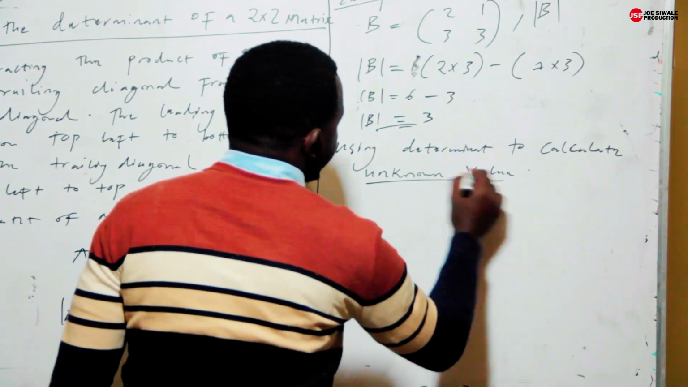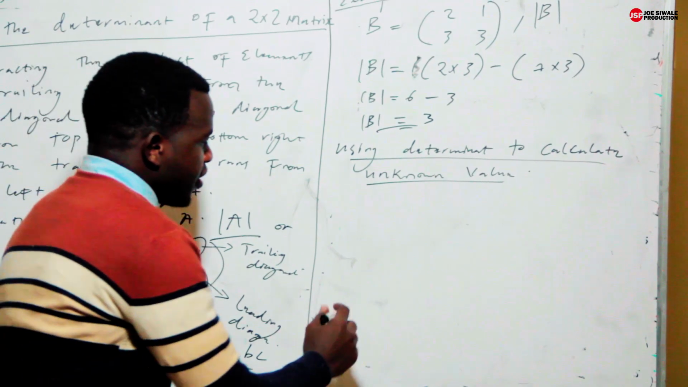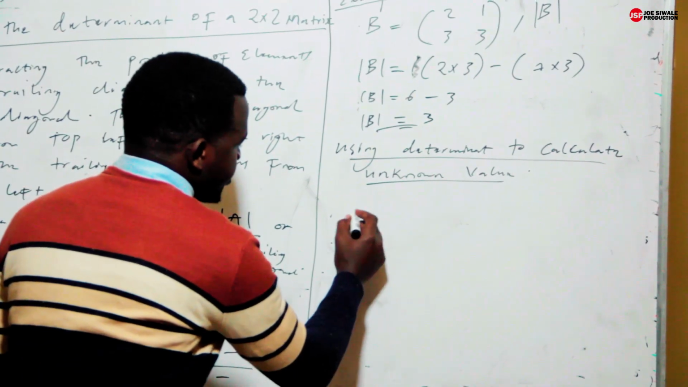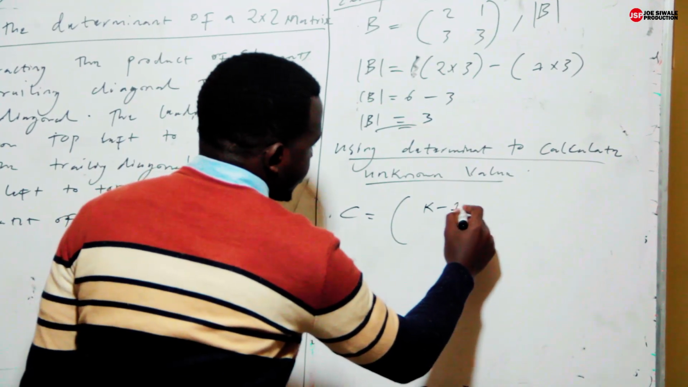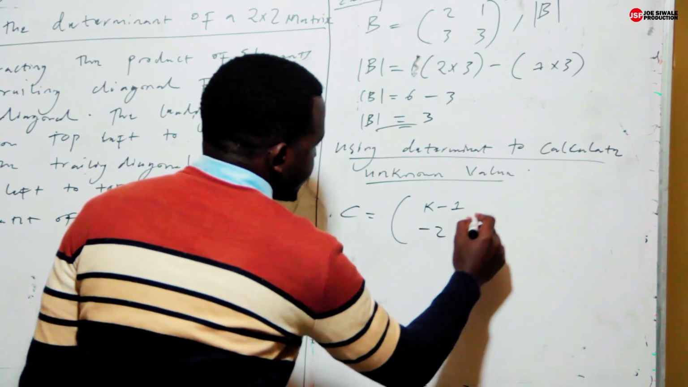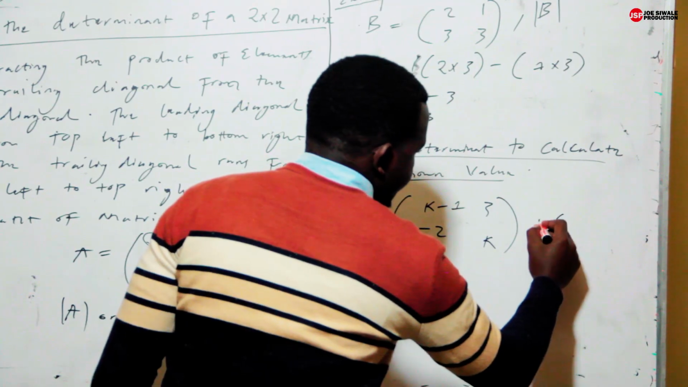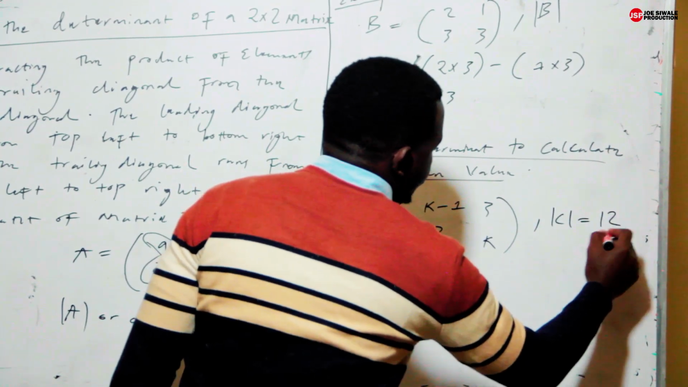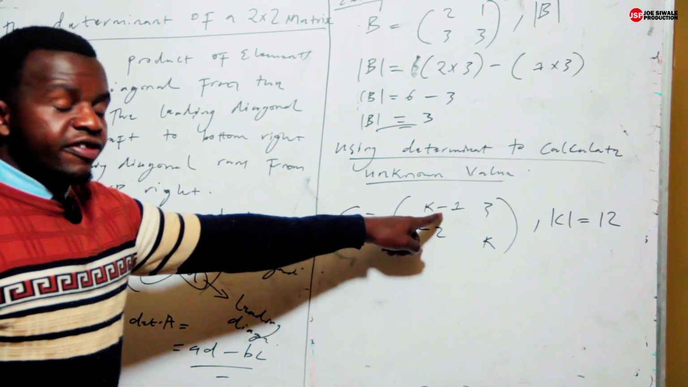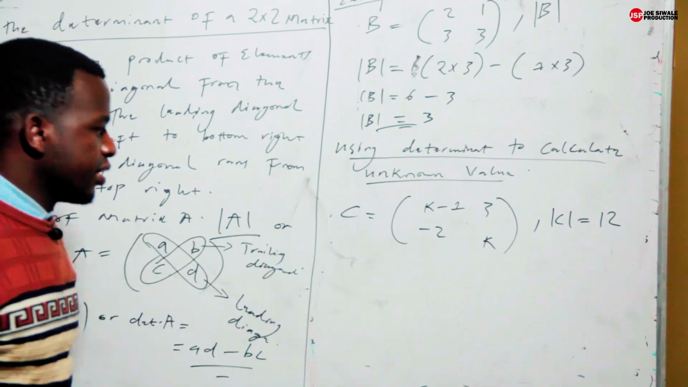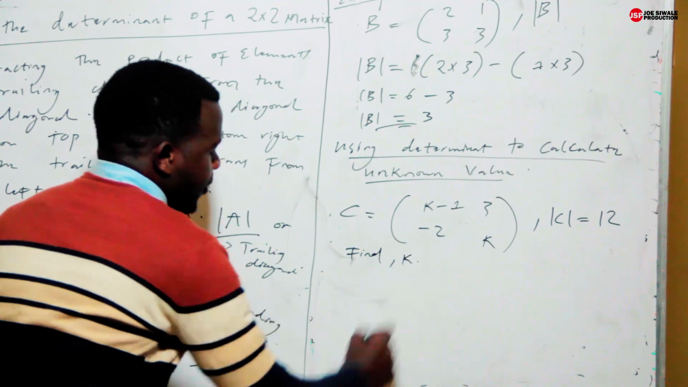So for example, if you have been given the determinant, then you don't know the unknown value, and we're going to give an example. For example, if we have matrix C, and this matrix C is in this form, we have K minus 1, then we have K, then we have negative 2 and 3, and you have been told the determinant of this matrix is equal to 12. So if the determinant of this matrix is equal to 12, let us find the value K. So we are finding the value K.